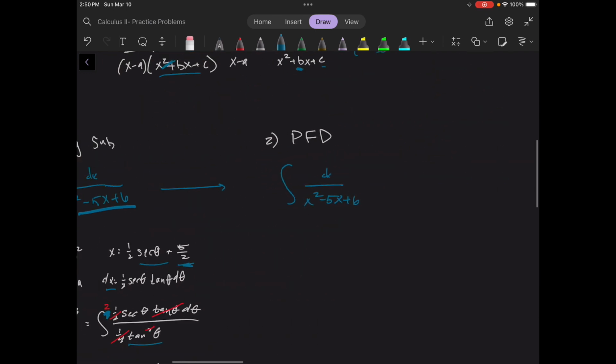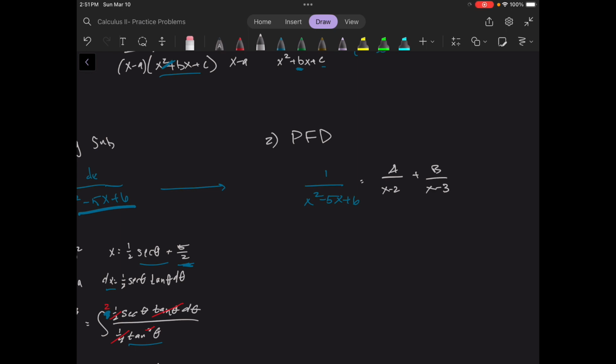We could recognize this immediately as, so ignore the integral sign for now. This will just become, so let's get rid of the dx, since it's really a 1 dx. Really, this is a over x minus 2 plus b over x minus 3.